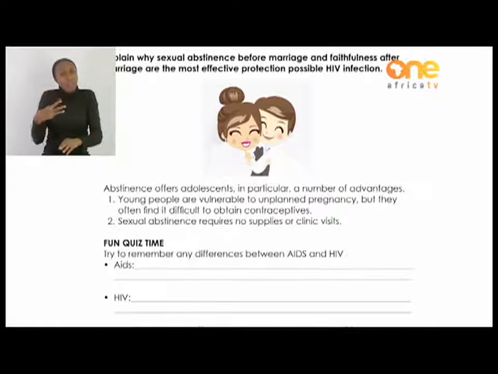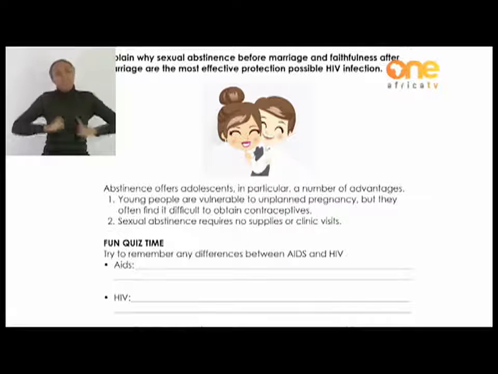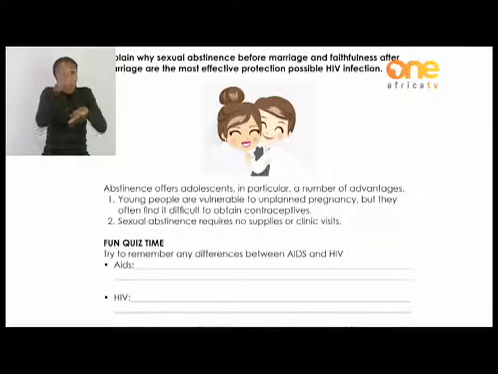Abstinence offers adolescents in particular a number of advantages. When you abstain from sex, it means you stay away completely from sex. What are the advantages that we have there? It prevents you from getting unwanted pregnancies, or let's say teenage pregnancies. It also saves you time and energy to go to the hospital to look for contraceptives, and it also prevents you from getting other sexually transmitted diseases.